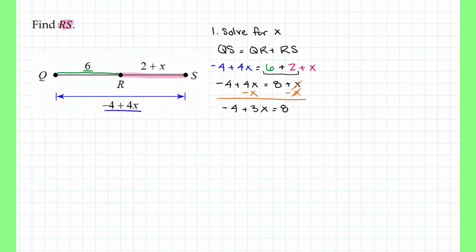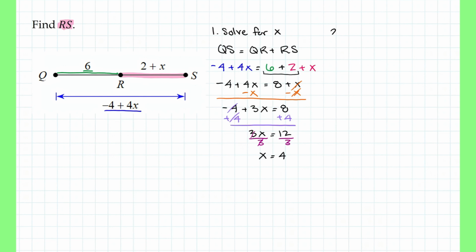We're going to add the 4 to both sides to get our x almost by itself. We have 3x equals 12. Our last inverse operation we're going to do is division. We're going to divide by 3 on both sides and get x equals 4. So that gets us solving for x. Our final answer is going to be a value for the length of RS.